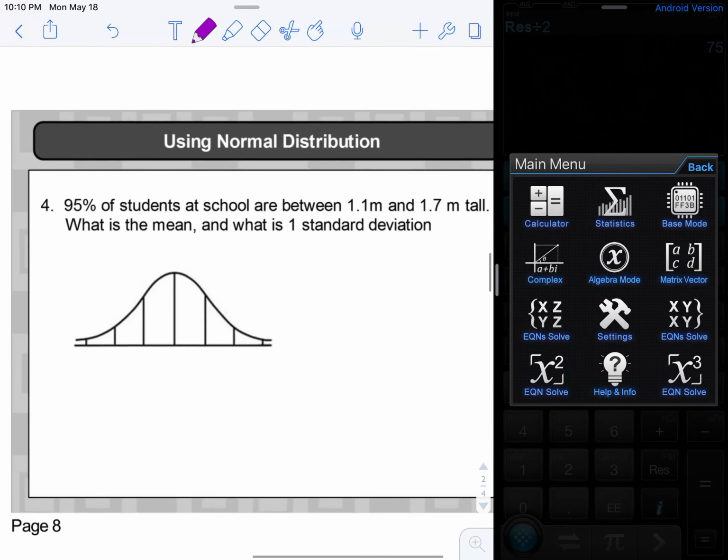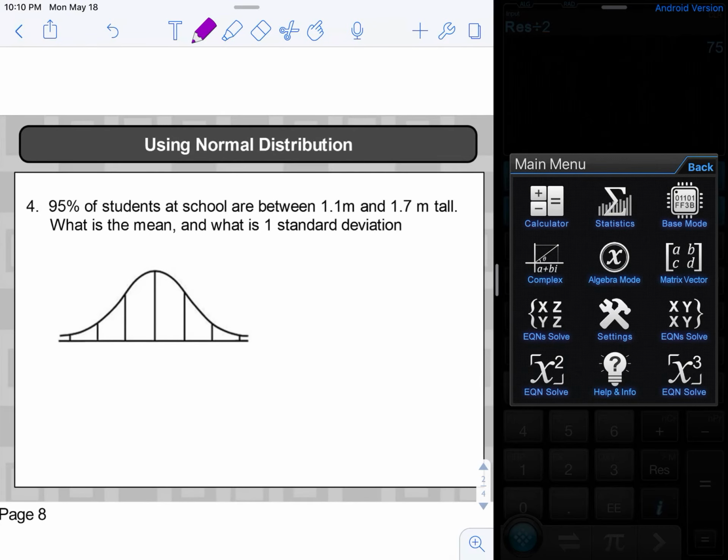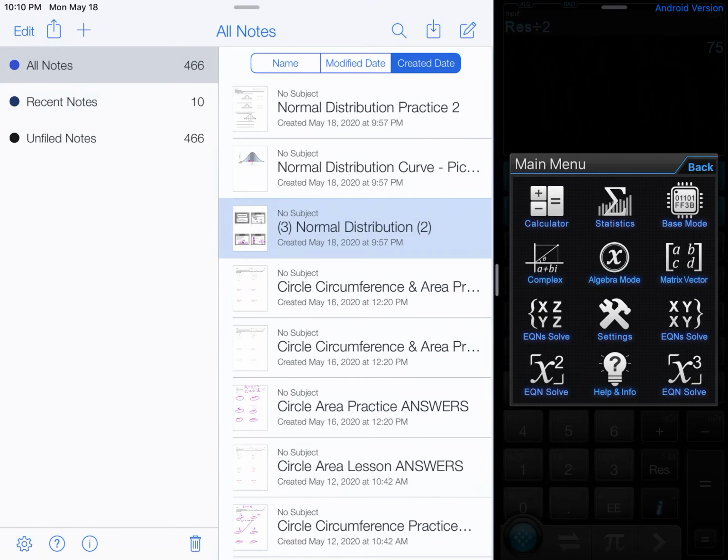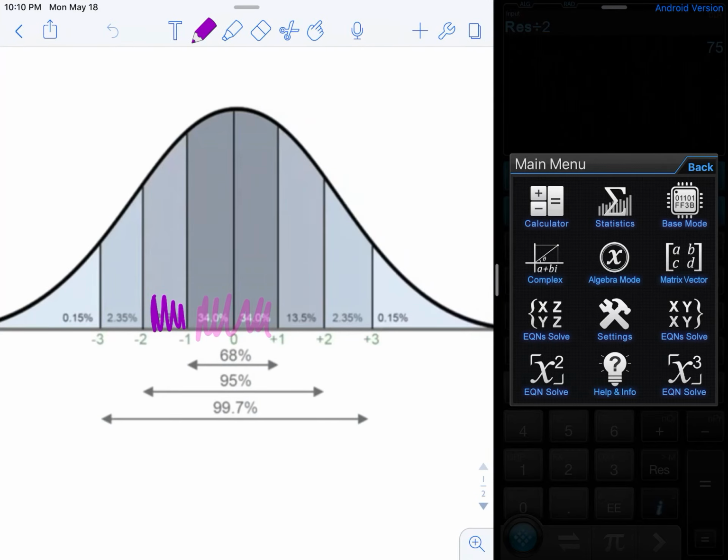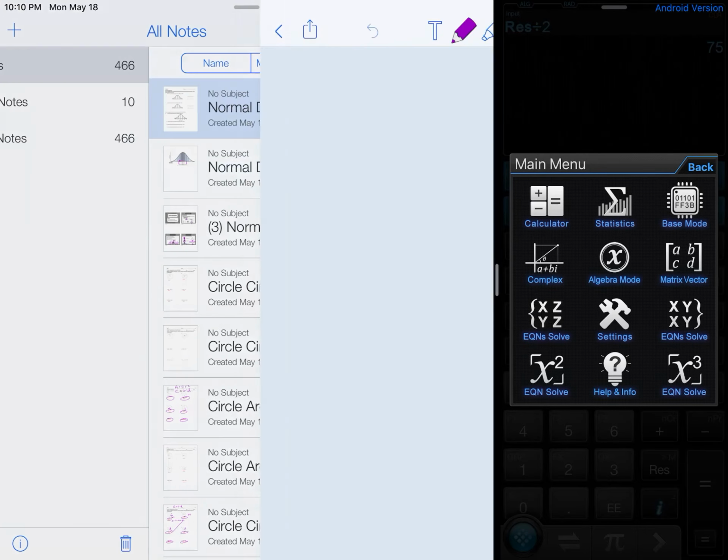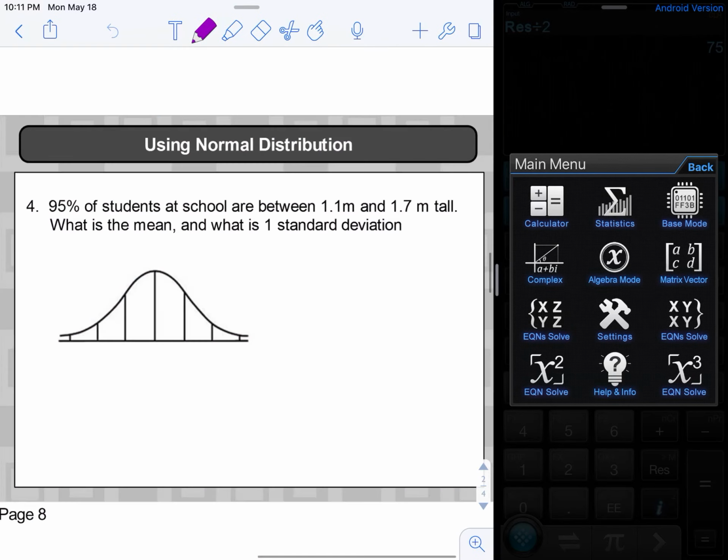Now, same idea here, but it says 95%. So 95%. Let's go look at this. 95% is 2 jumps each direction. 95 is 2 jumps. So let's go back to this. Oh, that's the homework. All right, 95 is 2 jumps. So here's the middle.